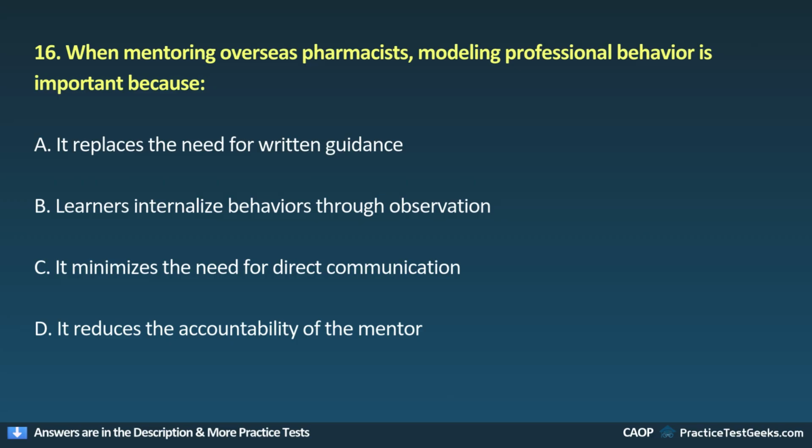16. When mentoring overseas pharmacists, modeling professional behavior is important because: A. It replaces the need for written guidance. B. Learners internalize behaviors through observation. C. It minimizes the need for direct communication. D. It reduces the accountability of the mentor.